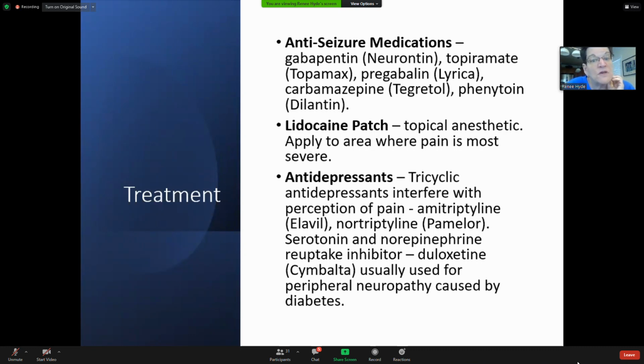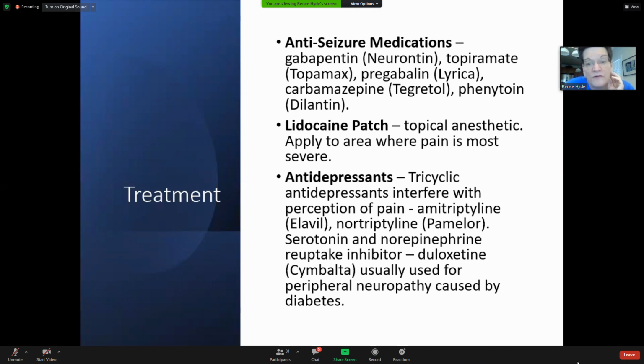You may see them use lidocaine patches. It's a topical anesthetic. They apply that to where the pain is most severe. But with lidocaine patches, one of the key points is that it can only be left on for 12 hours because you develop tolerance to that. You have to put it on 12, off 12 in order for it to work.